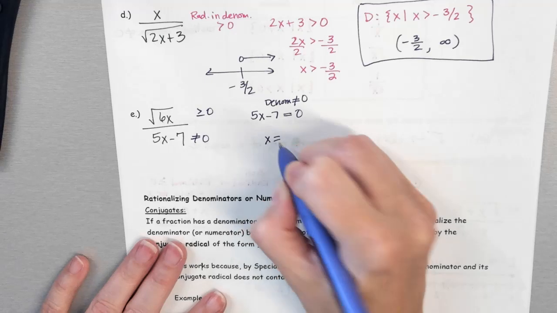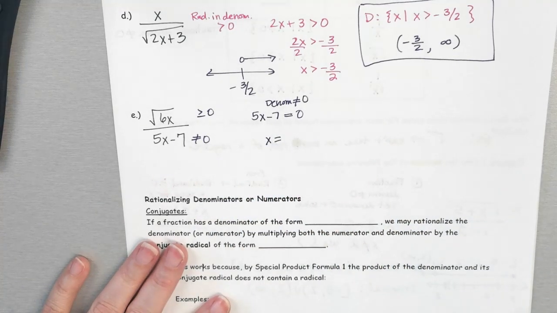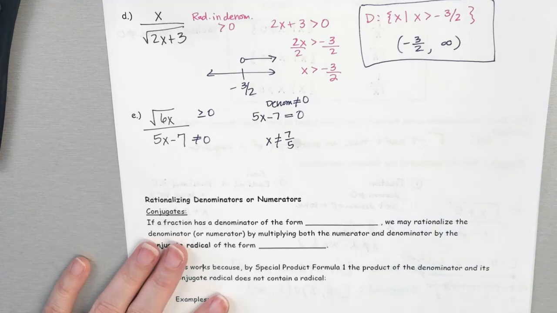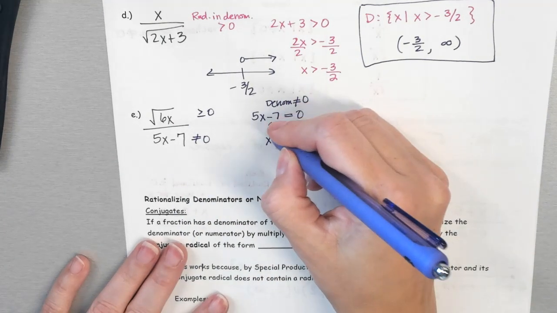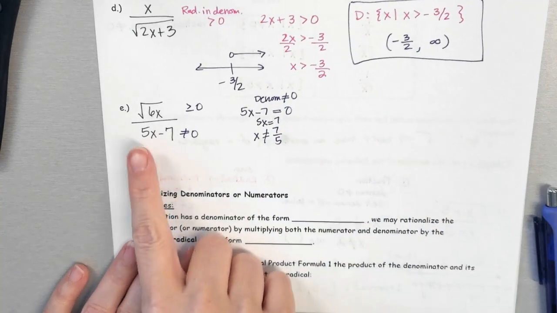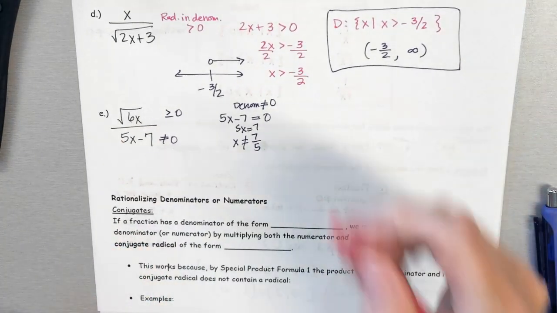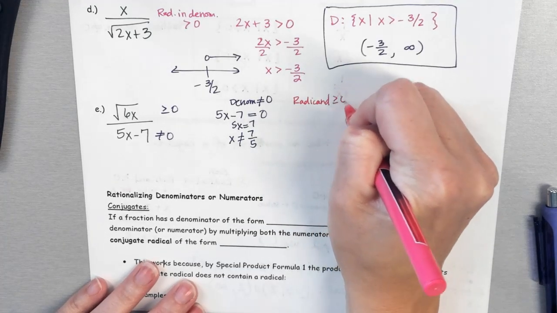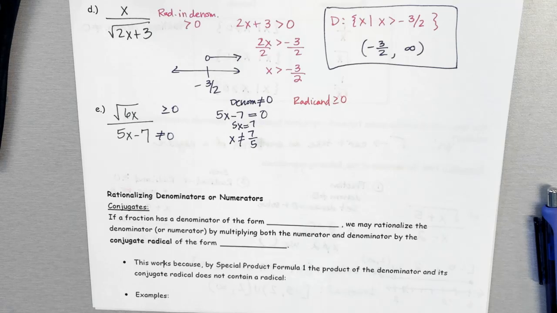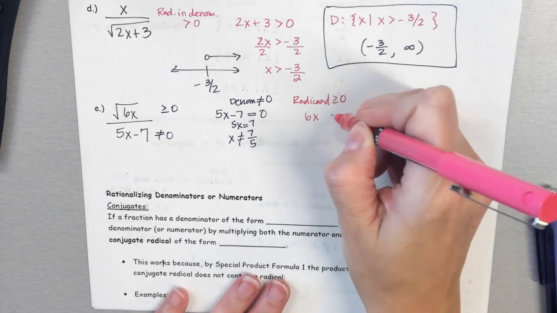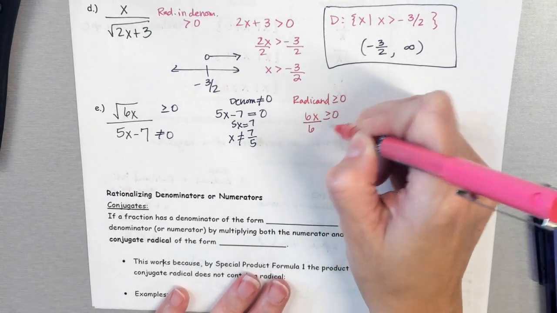Is it okay if I just jump to what x can't be? So x cannot be 7/5. You add the 7 and divide. Then we also have to keep in mind the radicand: because it's on the top, it's greater than or equal to 0. The last one was just greater than because it was in the denominator. So here, 6x is greater than or equal to 0. We would just divide by 6.